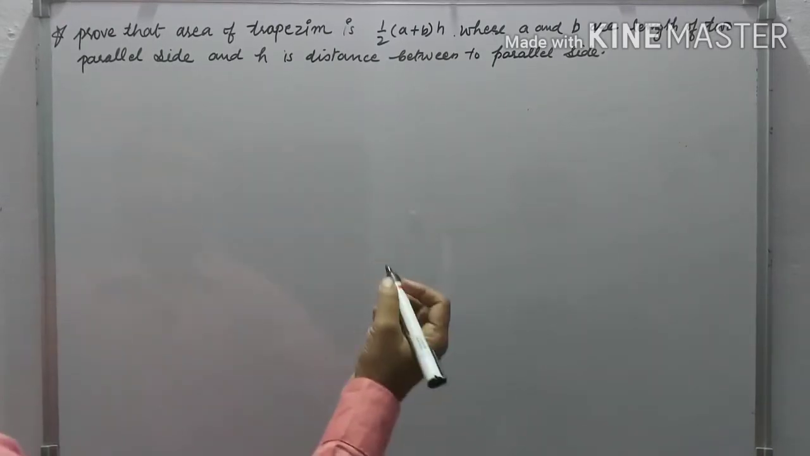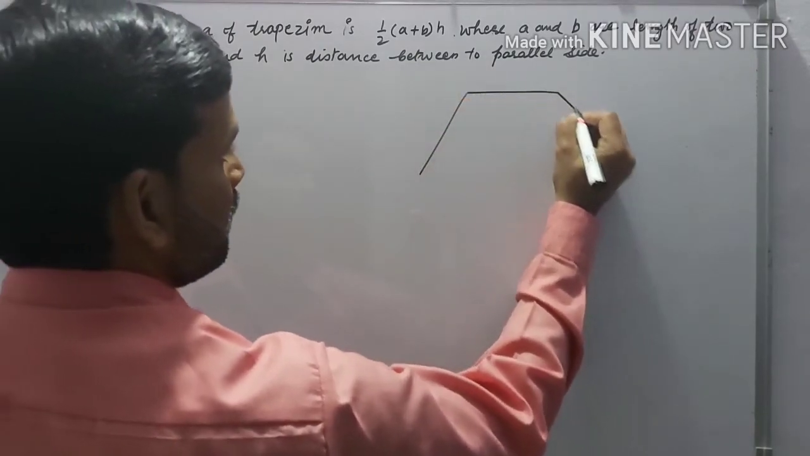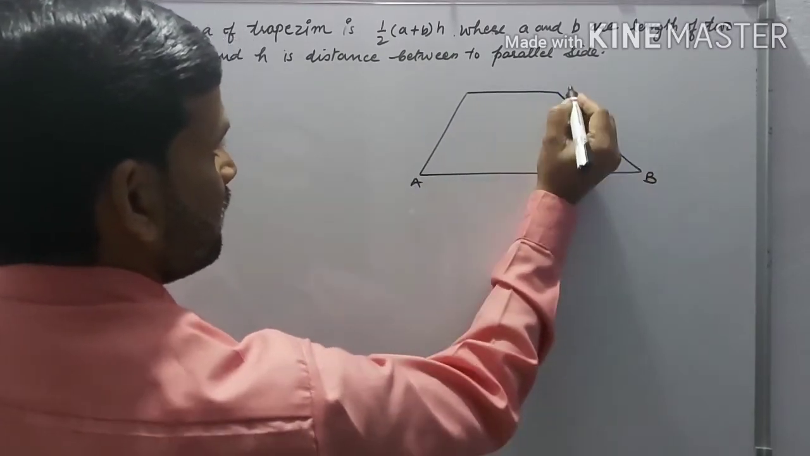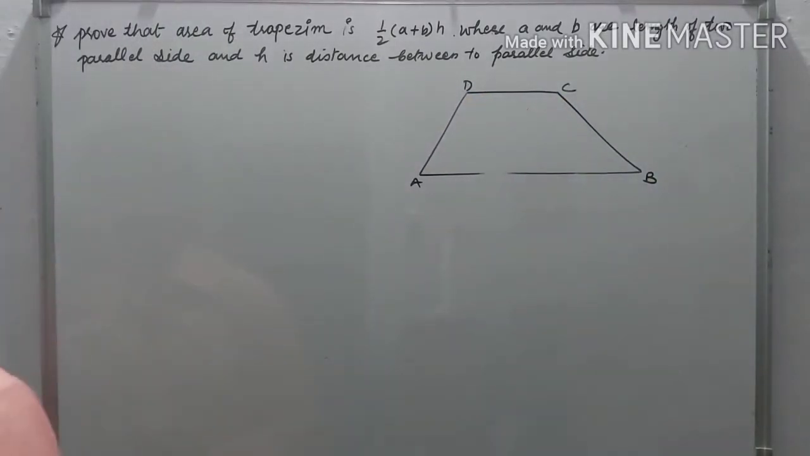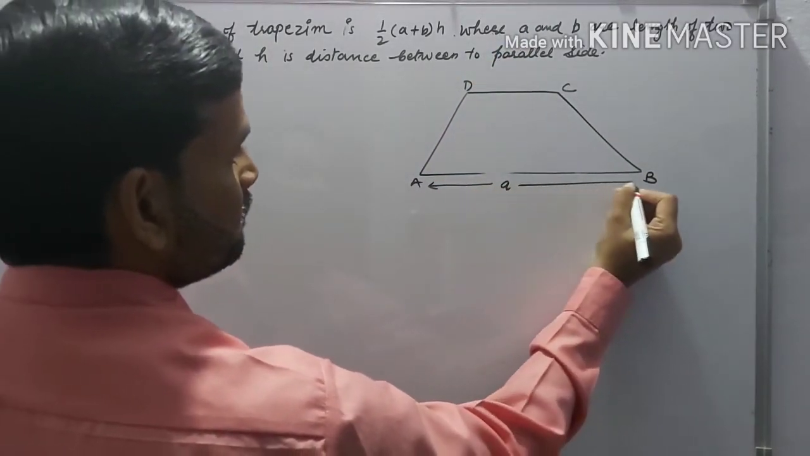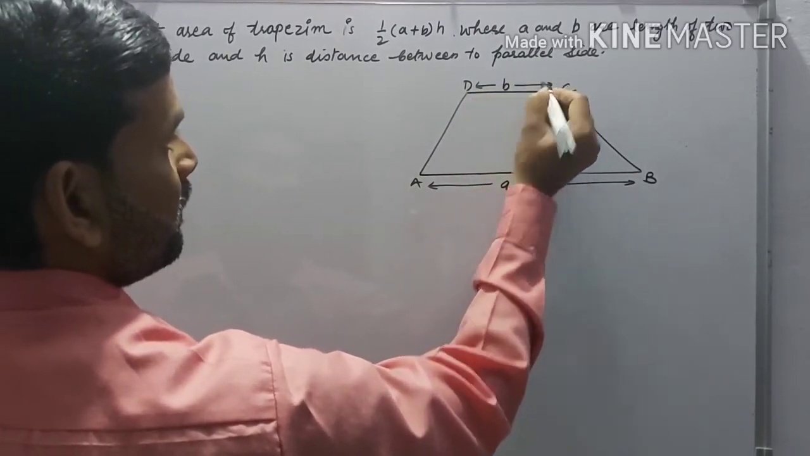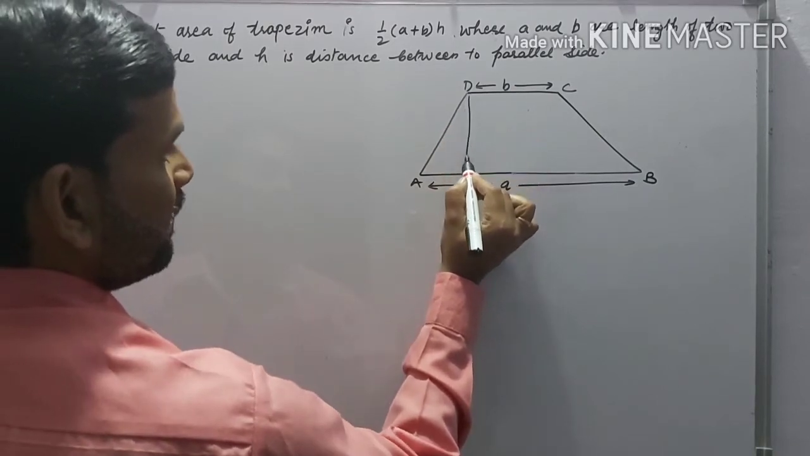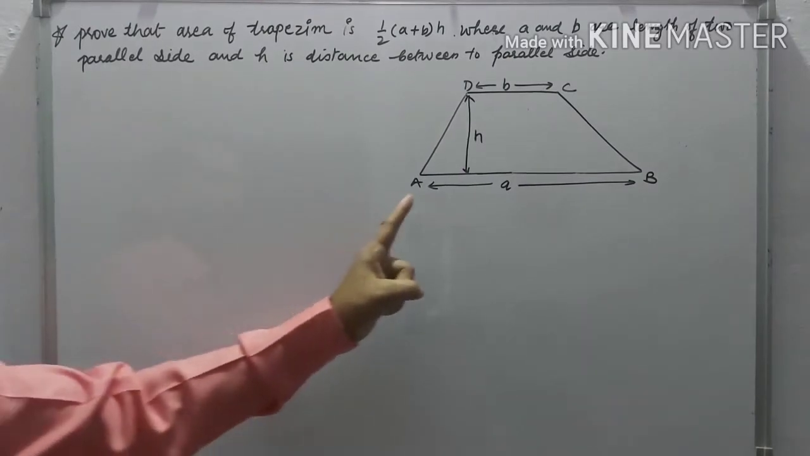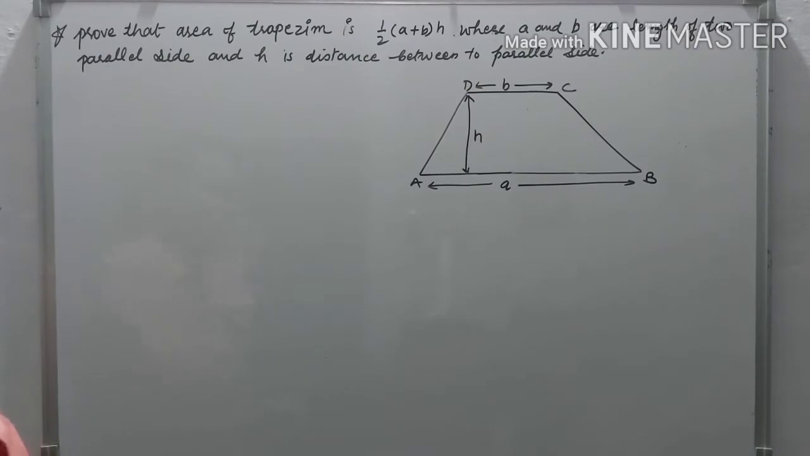So first we will draw a trapezium ABCD. The length of one parallel side is a, the second length is given as b, and the distance between the two parallel lines is h. To find the area of the trapezium ABCD, the formula is 1 upon 2 (a plus b) into h.